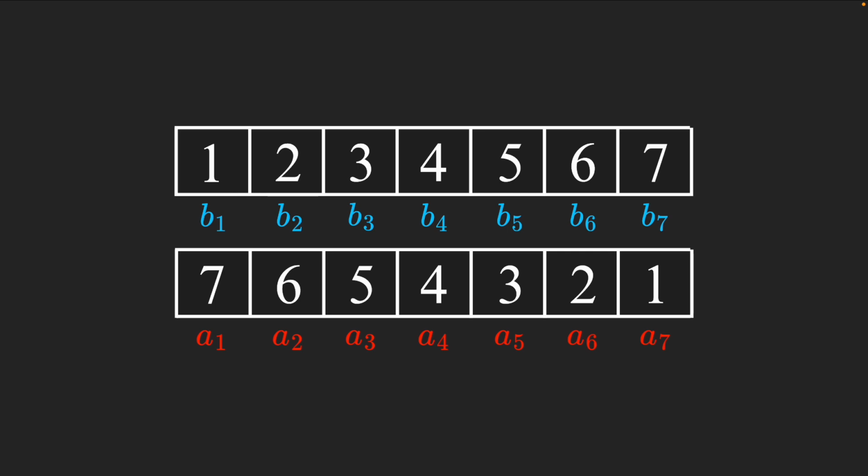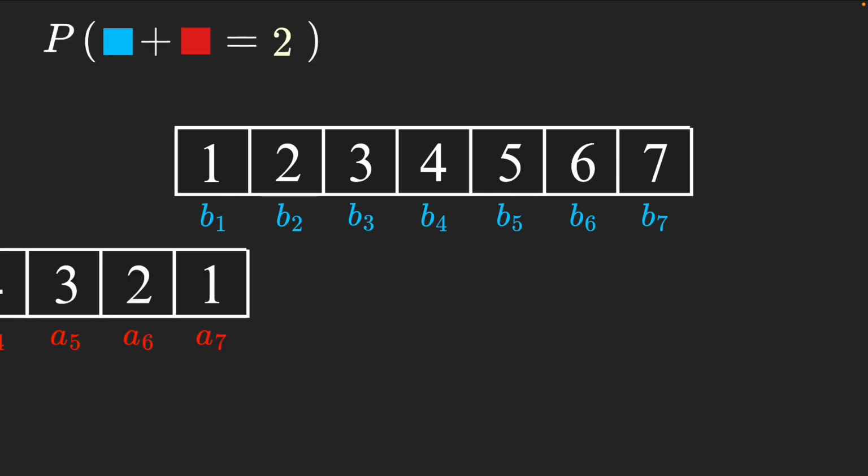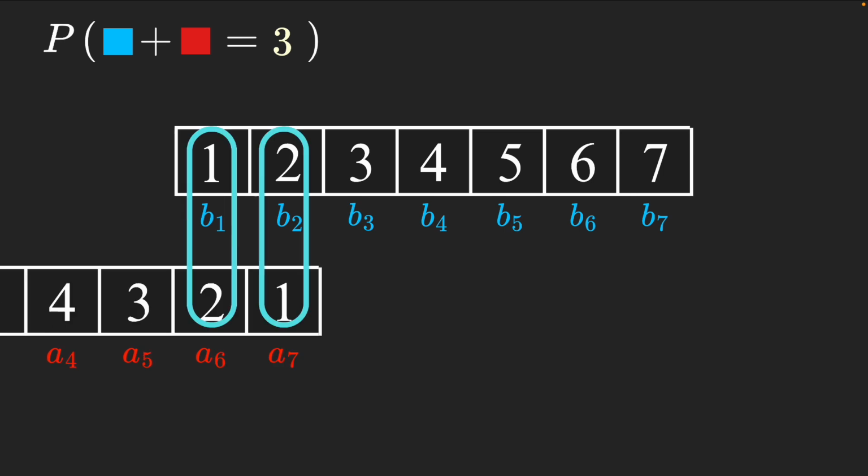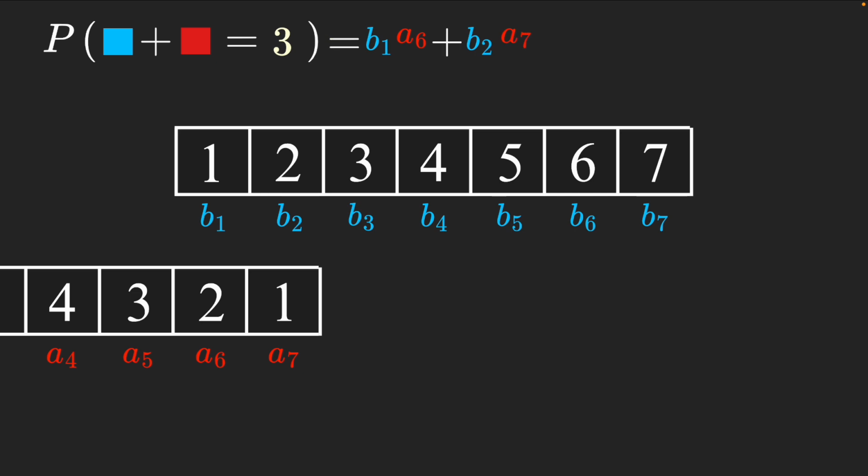To find the probability of a 2, we can line this over here and multiply the two probabilities, which gives us B1 times A7. If we want to find the probability of a 3, we shift it 1 over to the right and sum the product of the terms that align. In this case, we get B1 times A6 plus B2 times A7.